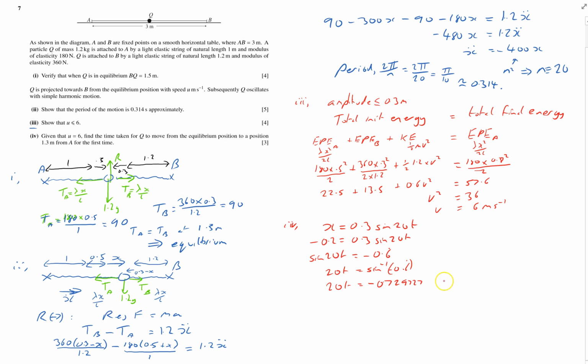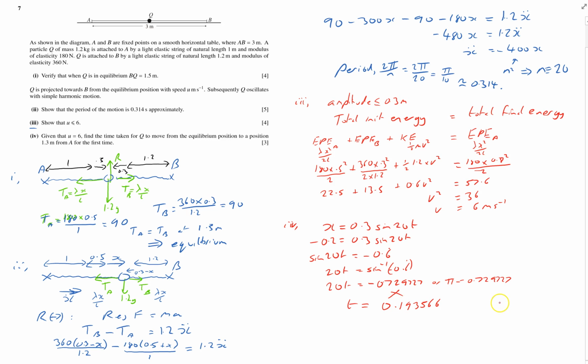Or we also get, for sine, 180 minus, so in this case it's pi minus this bit, so pi minus negative 0.729727. Can't be that one, and this one here will give me that t equals pi plus that over 20, which is 0.193566. And that gives a time.